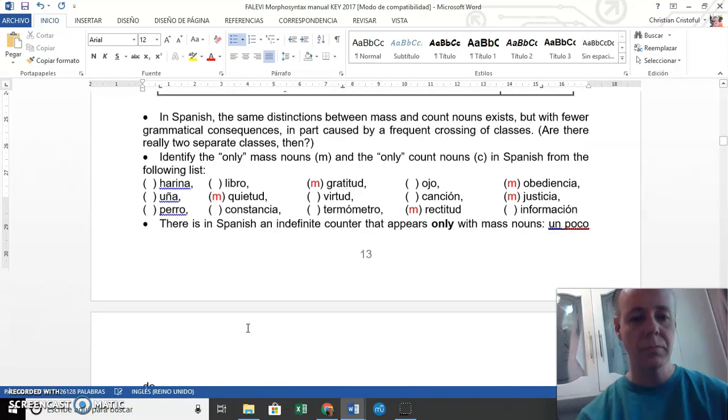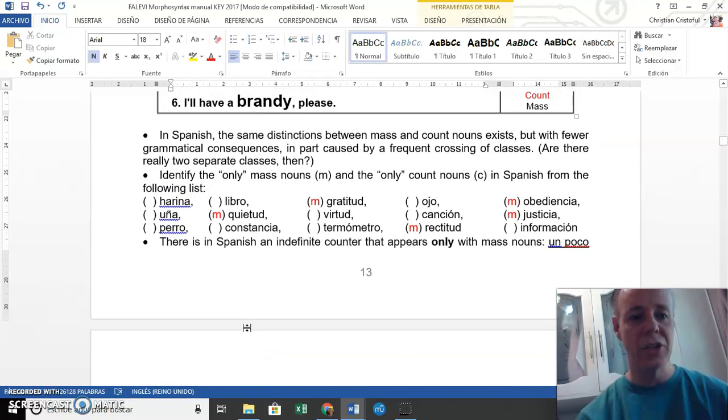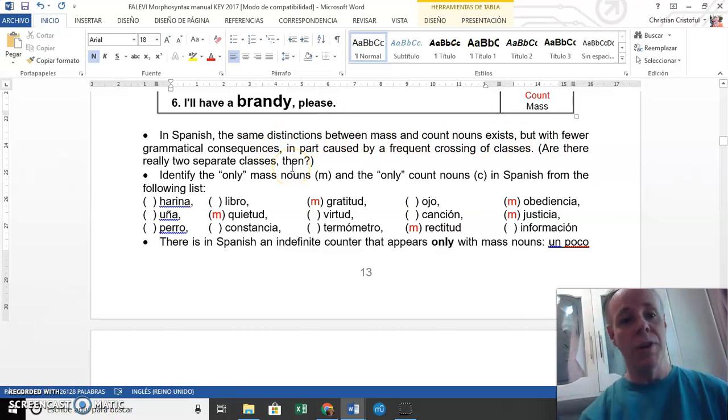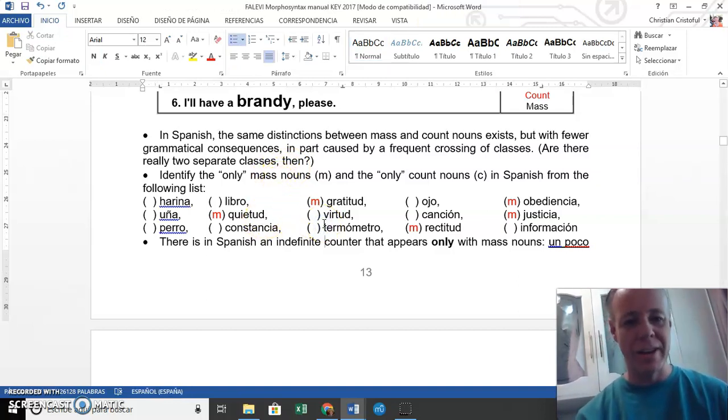Okay, 2 more minutes and I finish. In Spanish, the same distinctions between mass and count noun exist, but with fewer grammatical consequences. Why? Because we count everything in Spanish. Okay, we say una harina, un agua, etc., etc. We count everything. So here you have an exercise.